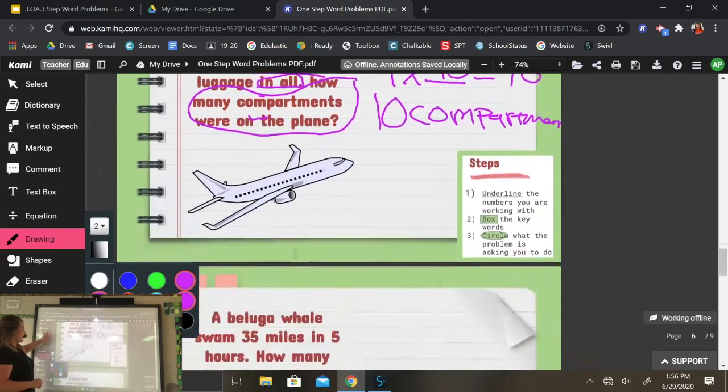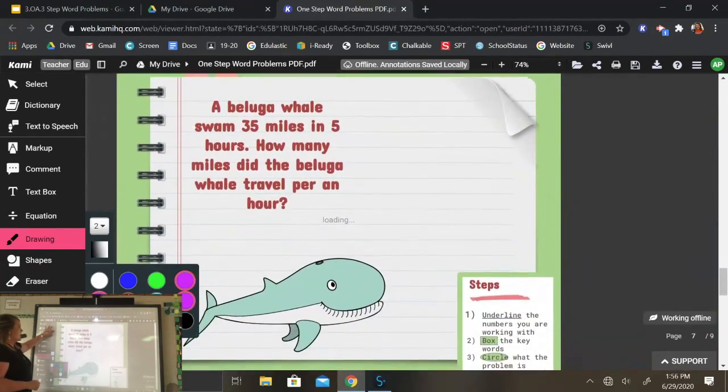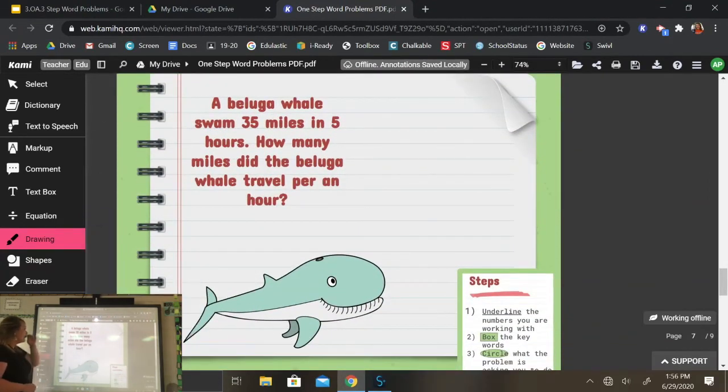Alrighty, let's look at our last problem. A beluga whale swam 35 miles in 5 hours. How many miles did the beluga whale travel per an hour? Let's mark up our problem now. This is the second time we're reading it. A beluga whale swam 35 miles, underline the number we're working with, in 5 hours. There's our second number. How many miles did the beluga whale travel per an hour?